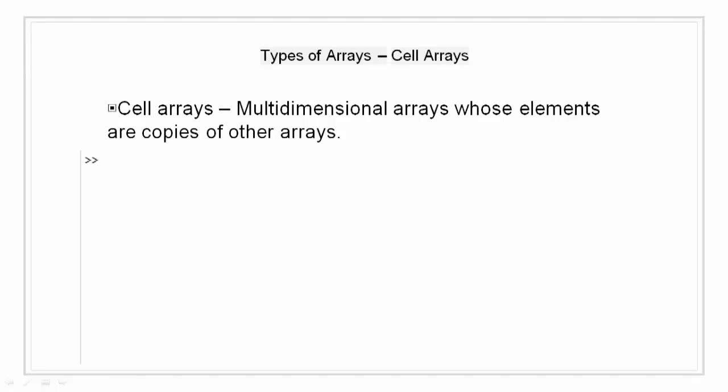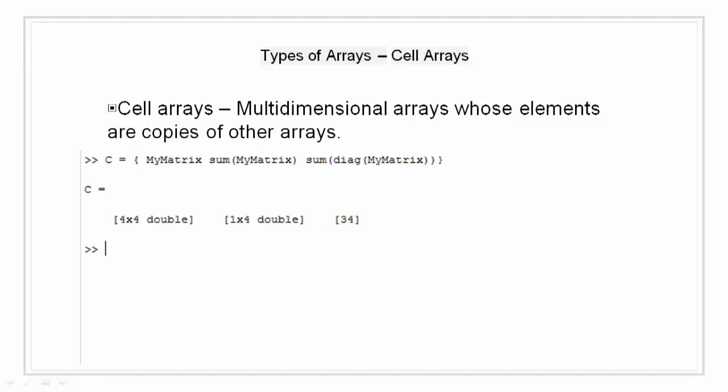For example, here I will create a cell array of my matrix. So basically what I am doing, I am taking a variable C. I am creating the first element, that will be my matrix, second will be the sum of my matrix, and third will be the sum of the diagonal of my matrix. This produces a 1 by 3 cell array. The 3 cells contain our matrix, then the sum of each column of the matrix and the sum of the diagonal of our matrix. So when C is displayed, something like this is shown.